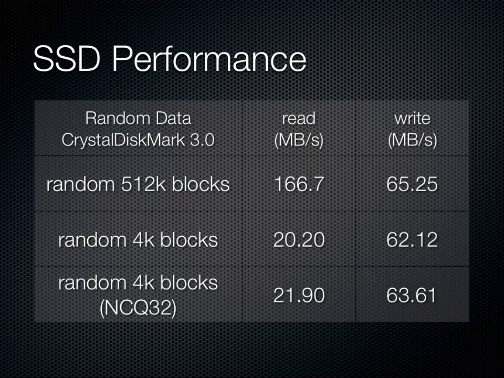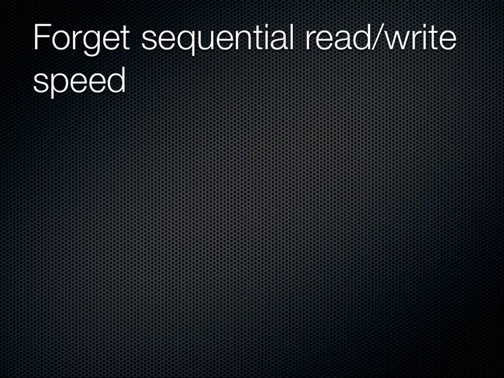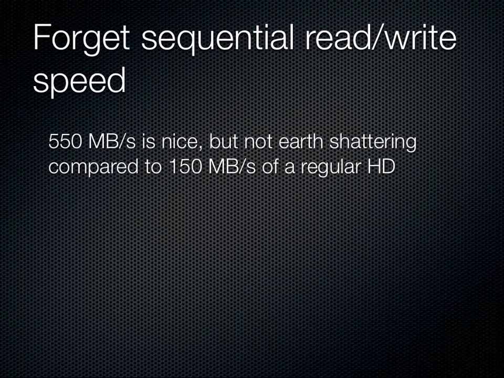A spinning disk, even if you put it into a RAID array, will never go near those numbers unless you do some really crazy enterprise level stuff. And that's just from a dinky little laptop thingy, right? So everybody talks about how crazy fast SSDs are for sequential read and write. You get these numbers today with the newest things, 550 megabytes per second. And yeah, it's sort of nice. It sounds like a really nice number. On the spinning disk, you get maybe 150.